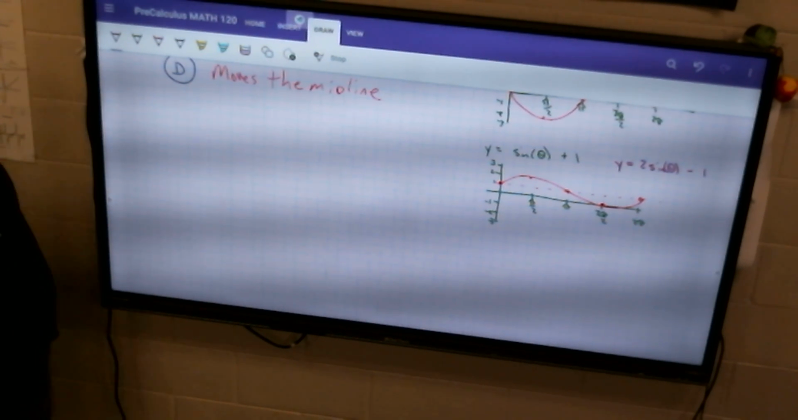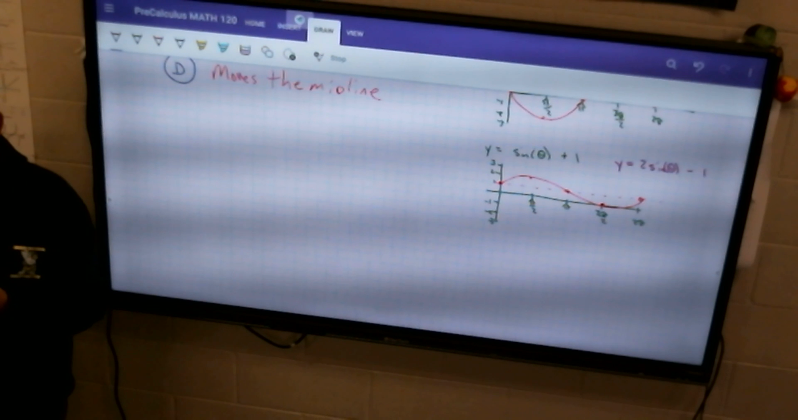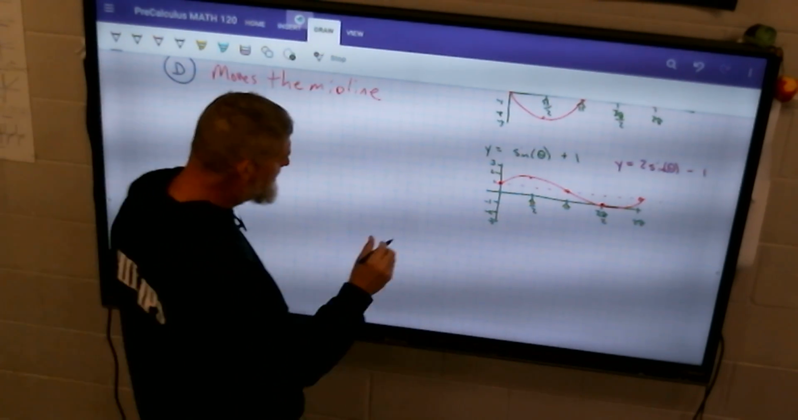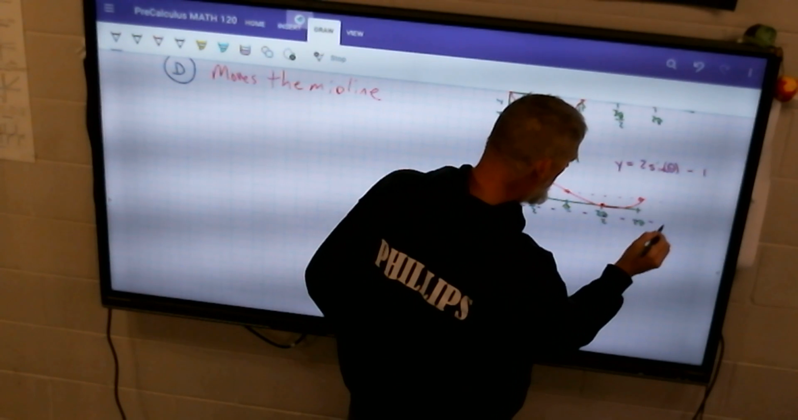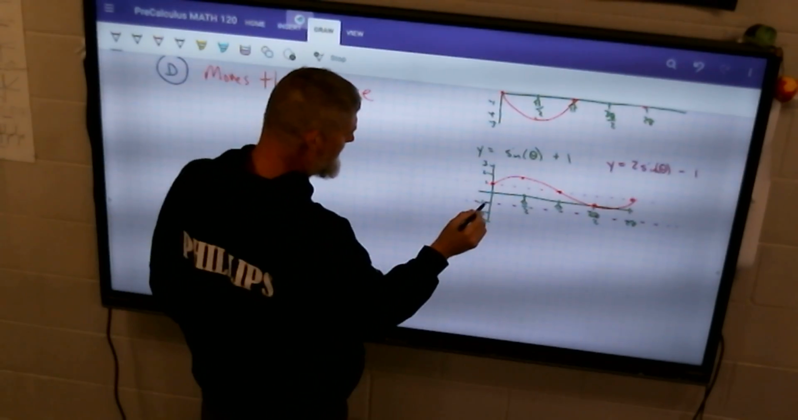So y equals 2 times sine theta minus 1, so now I have two things. I've got a vertical shift, and I've got an amplitude change. So it's going to shift which way, up or down? Down 1, right? So my midline is going to be right here. Okay? That's my midline. So I know I'm going to start here at 0.